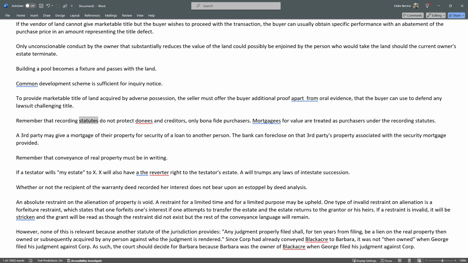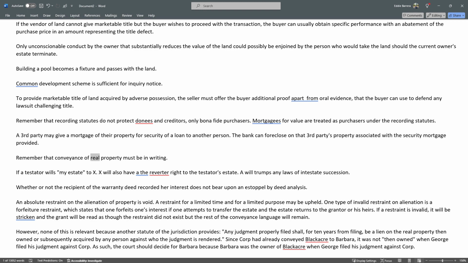Remember that recording statutes do not protect donees and creditors, only bona fide purchasers. Mortgagees for value are treated as purchasers under the recording statutes. A third party may give a mortgage of their property for security of a loan to another person. The bank can foreclose on that third party's property associated with the security mortgage provided.